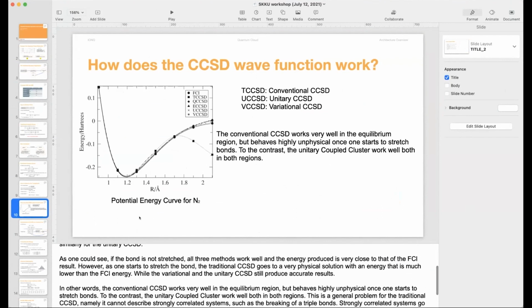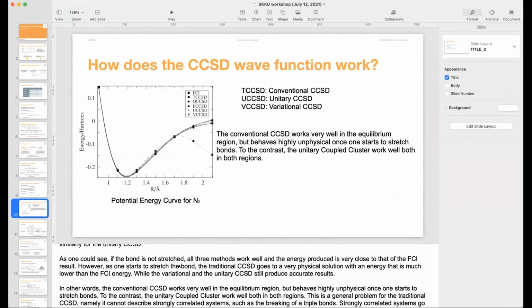So as you can see, if the bond is not stretched, if you look at this region, all three methods work very well, and the energy produced is very close to that of the full CI results. However, as one starts to stretch a bond, the traditional CCSD goes to a very unphysical solution with energy that is much lower than the full CI energy, while the variational and the unitary CCSD still produce accurate results.